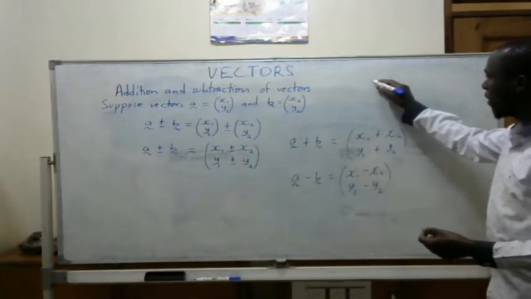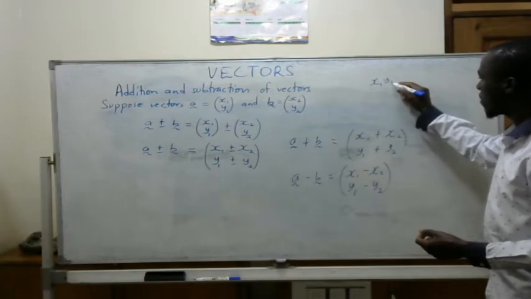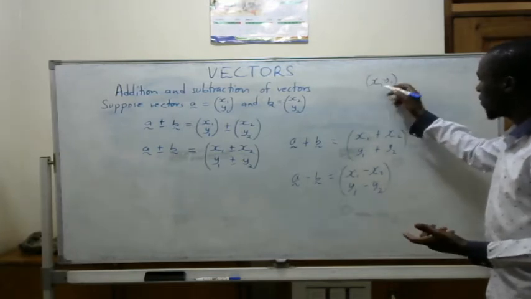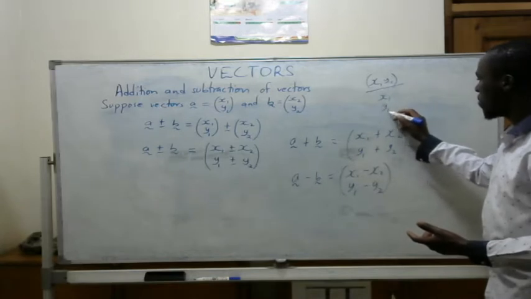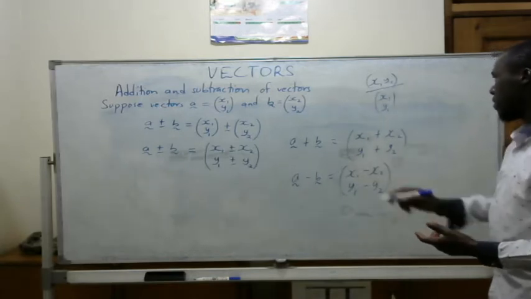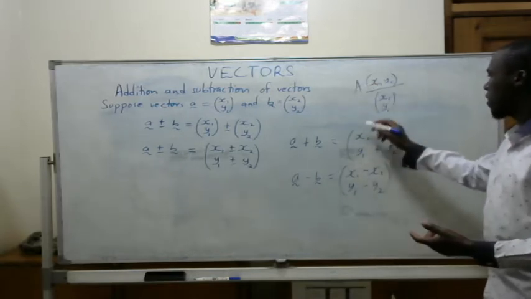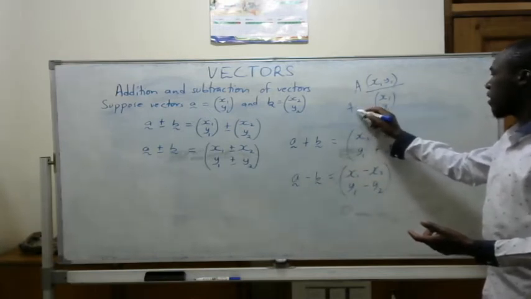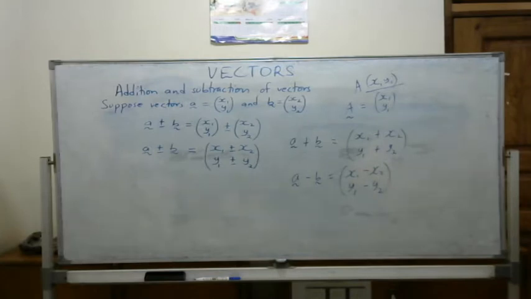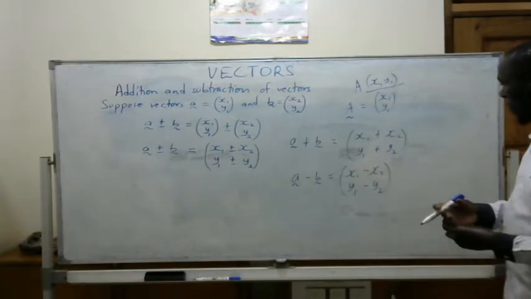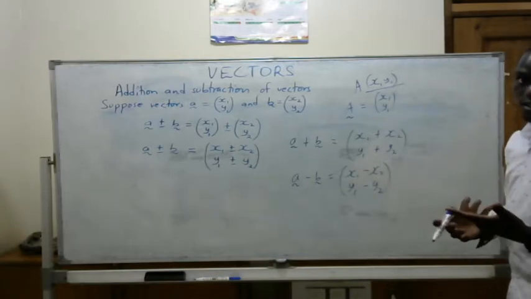Suppose I have my coordinate there, we say this one is coordinate form, and then this one here is going to be the vector form. If this is my point A, then my vector A is going to be like that in vector form. Let us look at the examples.